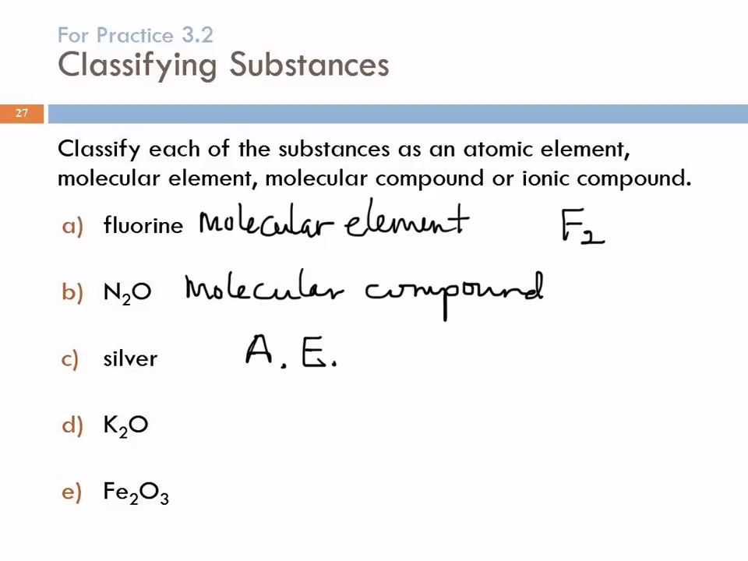K2O, an ionic compound. We know that it's ionic because potassium is a metal. We look at the periodic table. We'll be looking at that periodic table a lot, right? It's a metal. Metal, nonmetal, ionic compound. How about Fe2O3? Ionic compound. Any questions?